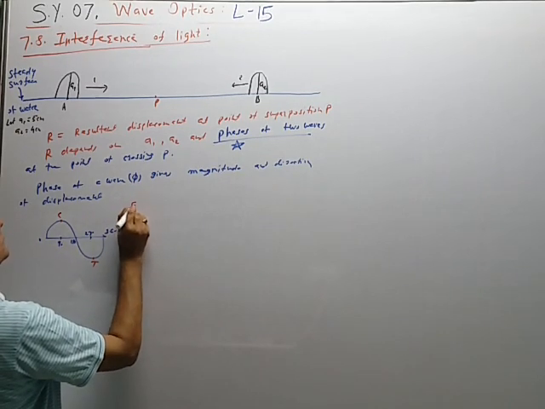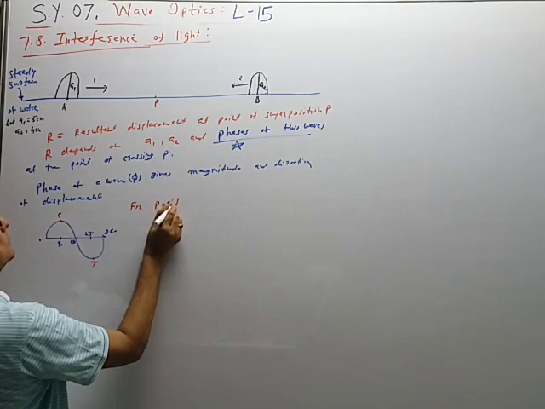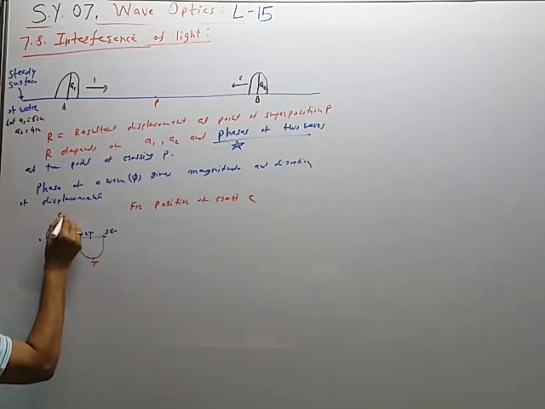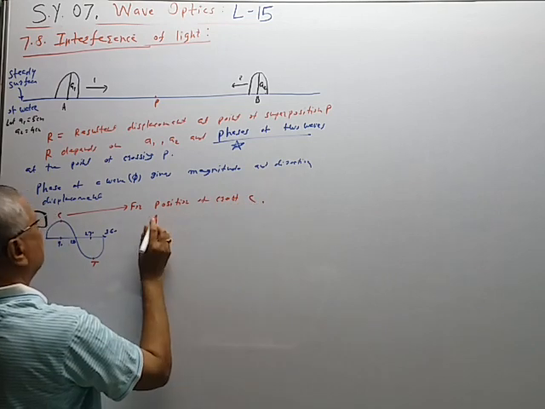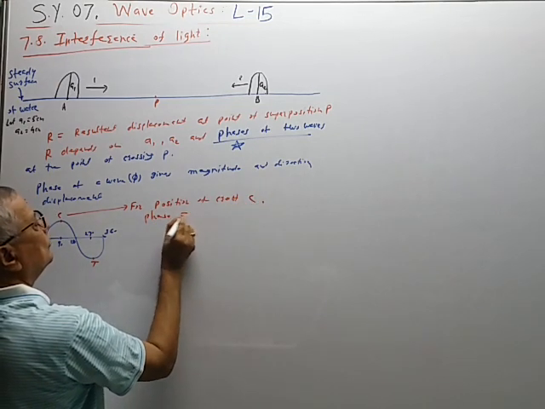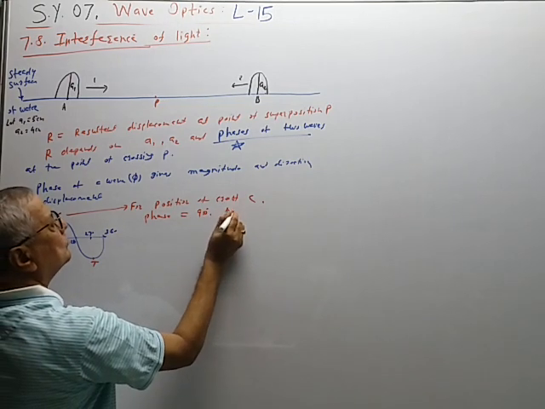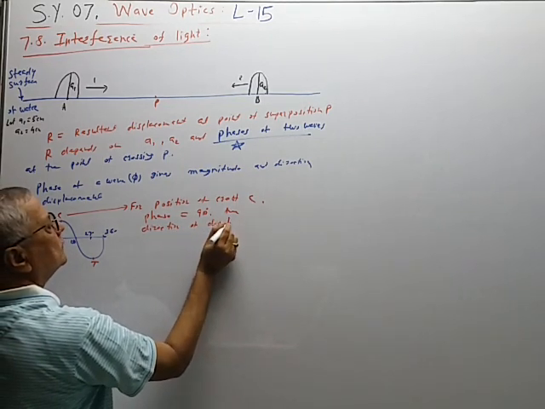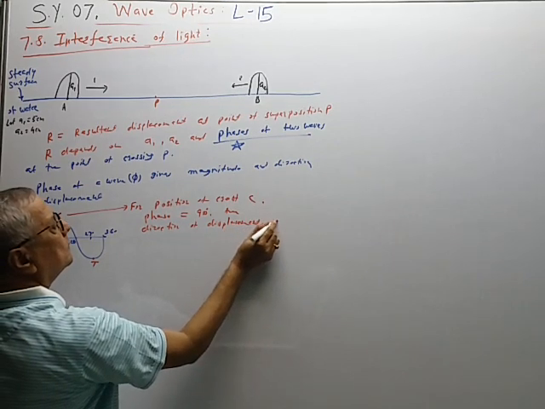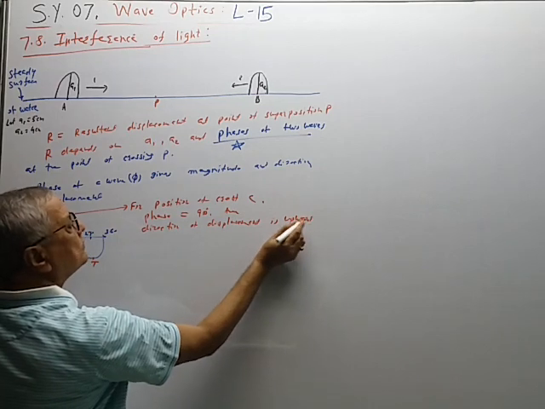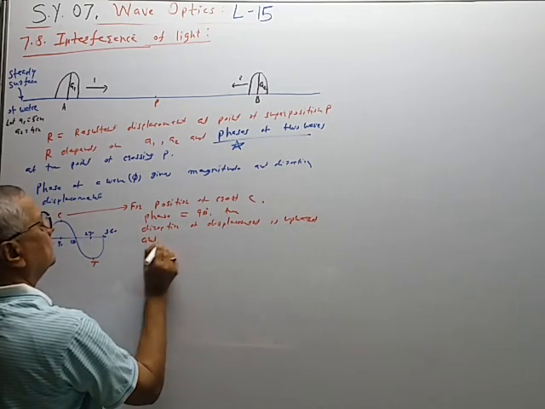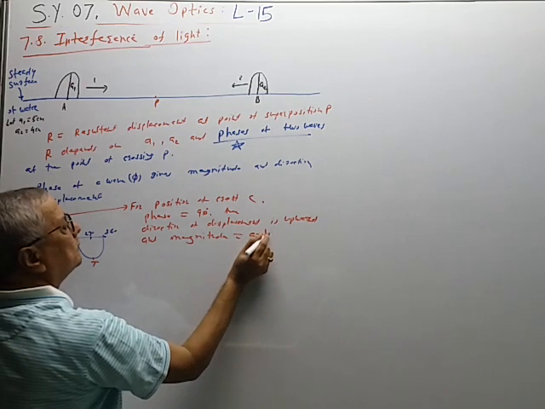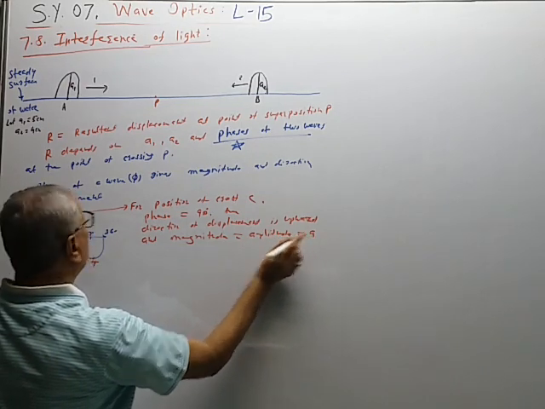So for the position of crest C, the phase angle is taken as 90 degree, the direction of displacement is upward, and the magnitude is equal to amplitude A. This is the amplitude.